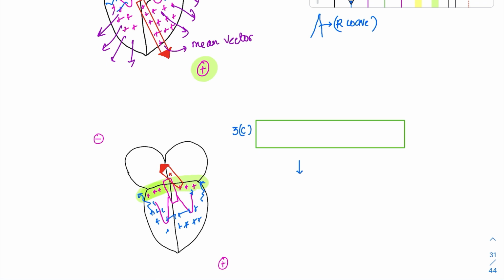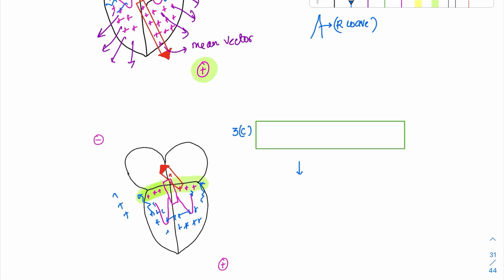And the fibers are depolarizing in this direction. It is moving like this. Now positive is moving towards a negative terminal. What will be the deflection? The deflection will be negative.